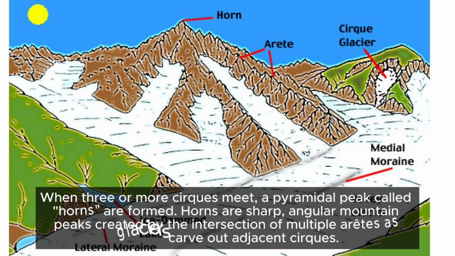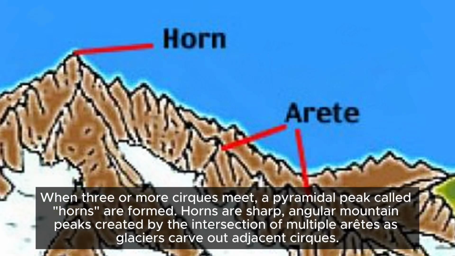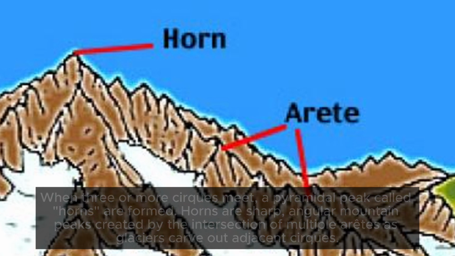When three or more cirques meet, a pyramidal peak called a horn is formed. Horns are sharp angular mountain peaks, created by the intersection of multiple arêtes as glaciers carve out adjacent cirques.